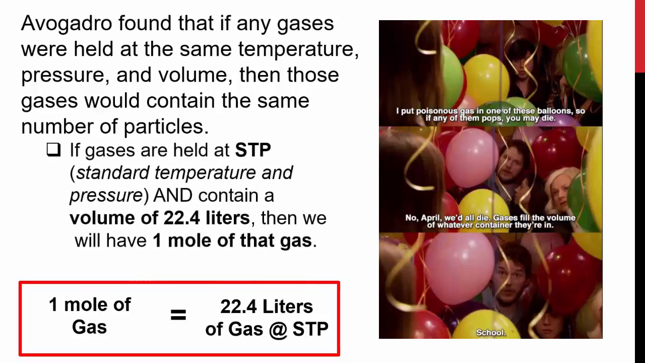If gases are held at STP, which again is table A, which means standard temperature and pressure, and contain a volume of 22.4 liters, then we know we have 1 mole of that gas. It is a very simple conversion to understand. This is only for gases. You would not use this formula for liquids or for solids. The reason why is because gases are compressible. Solids and liquids are not.